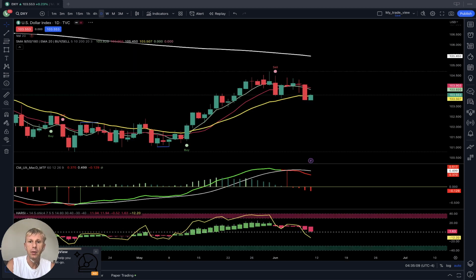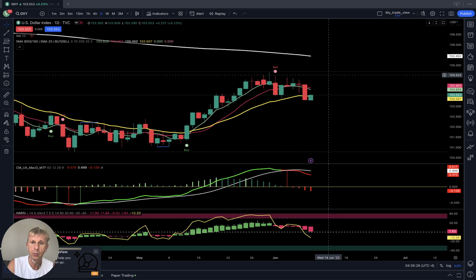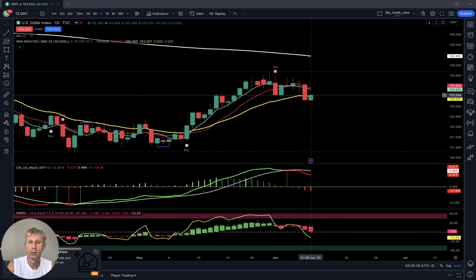Daily time frame, dollar is negative. It was a sell signal. MA5 did a bearish crossover over 10. The last two bars, it just bounced. It's just dancing around MA20. It can bounce from 20. 20 can be strong support, and it can bounce from it.